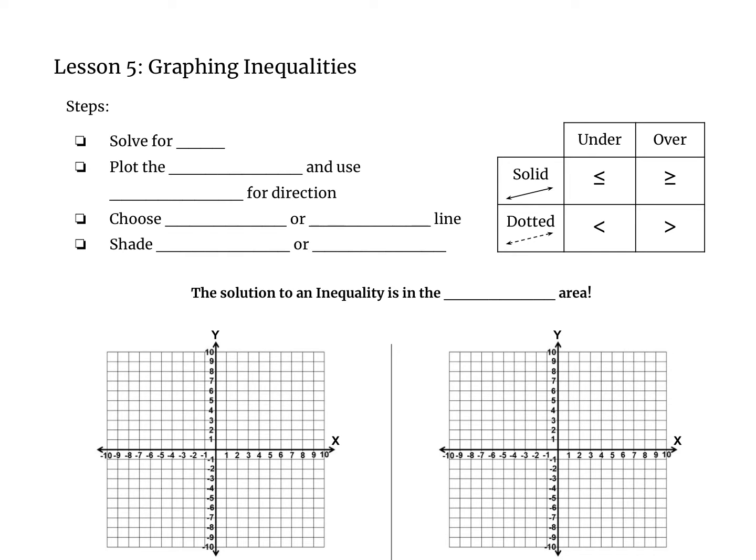Okay, so we have some steps for us here. Our first step is to solve for y. What I mean by that is some problems may be in standard form or some other form. We want it to be solved for y, where y is on one side all by itself. Our next step is we're going to actually try and graph the line. Just like you would graph a normal line, you would plot the y-intercept, and then use the slope for direction. That's where we do rise over run.